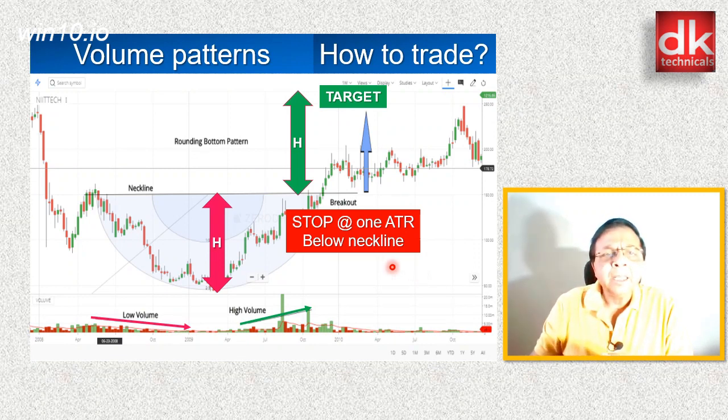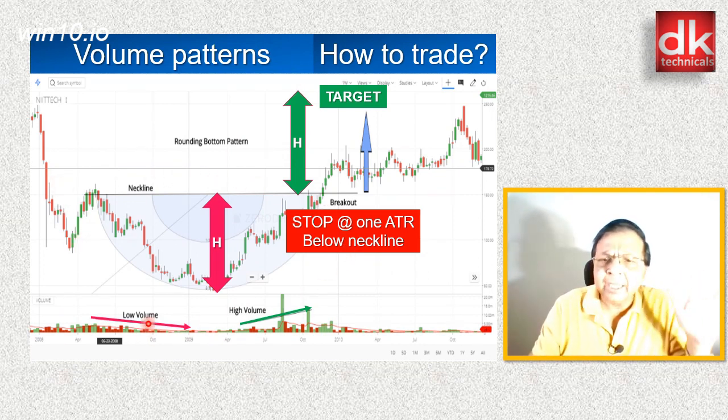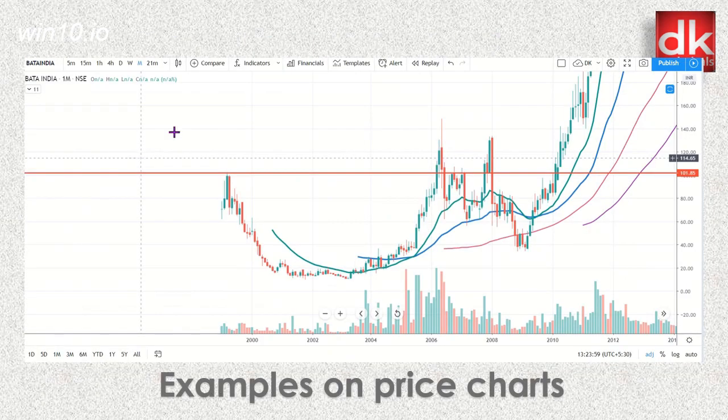And hence, this is the target. This particular formation might take several years, 8 years, 10 years, 12 years, but this target is normally achieved maximum in 2 years time. So friends, now let us have a look at the actual market condition and an example on the price chart.